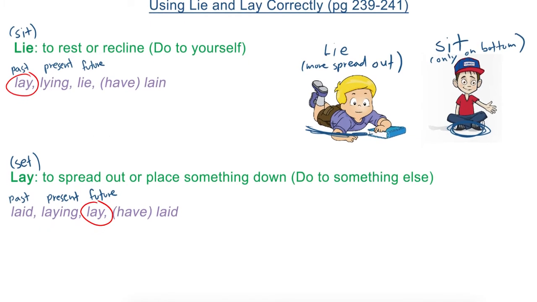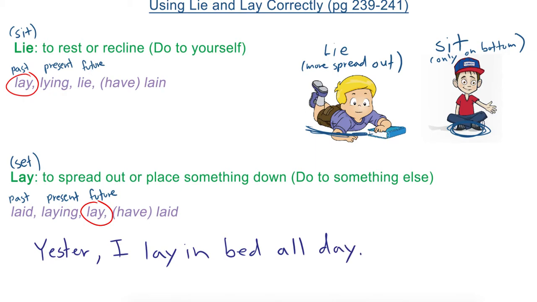All right, so it's okay for you to say, yesterday I lay in bed all day. So this is correct. You can do a check mark for correct. So yesterday I lay in bed all day. That's correct, using the past tense of lie.